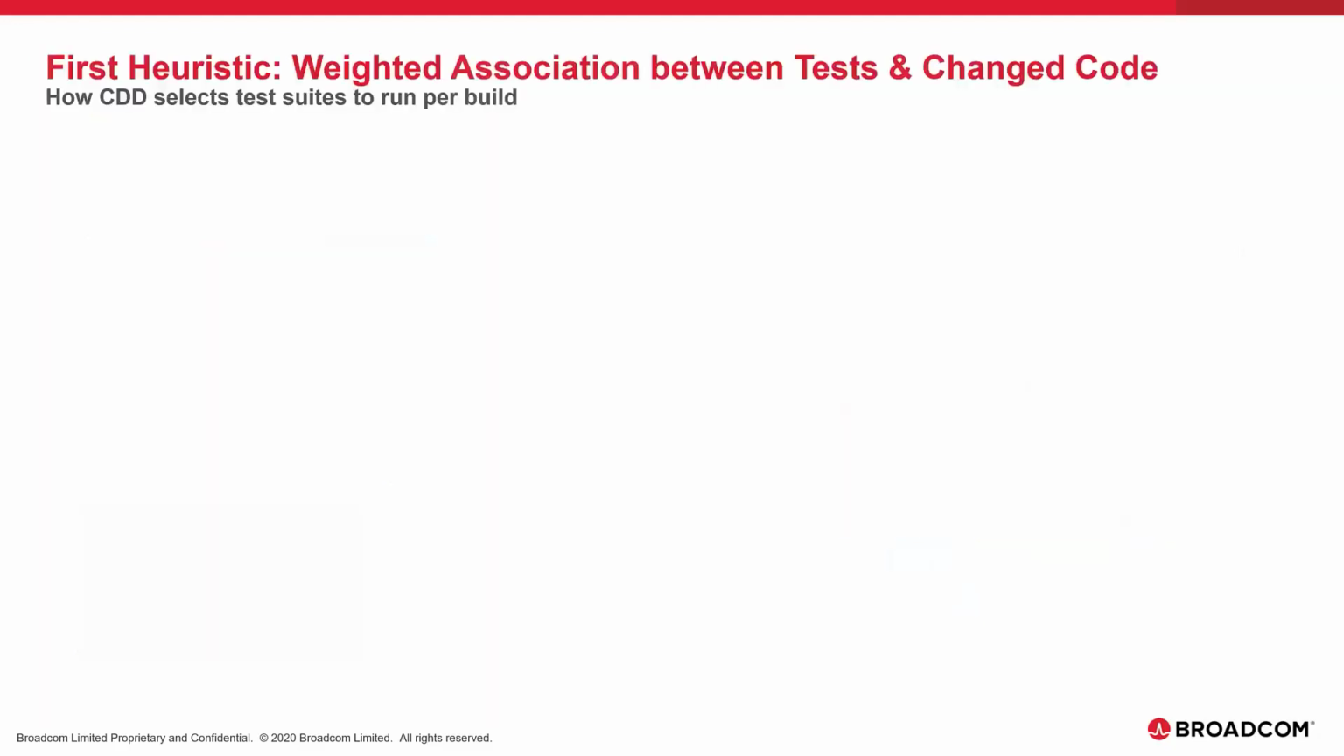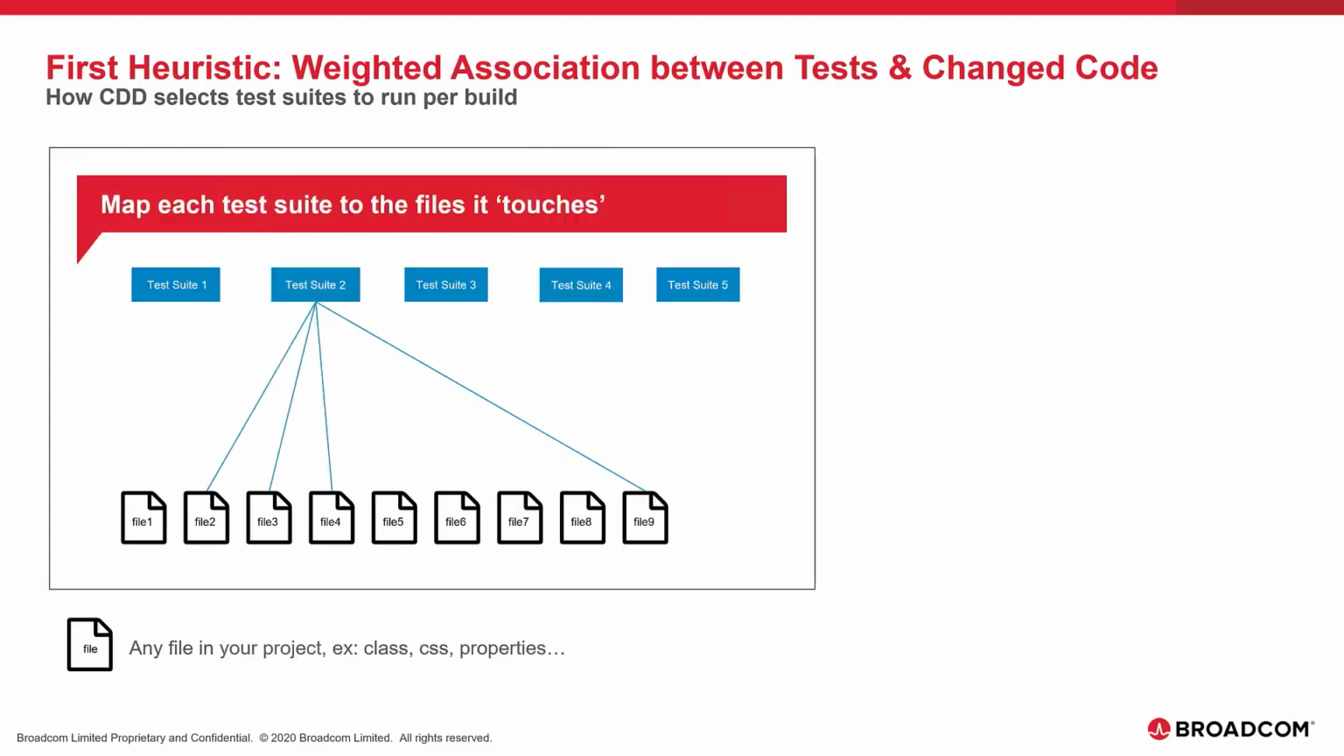First up is the weighted association between test and changed code. What that means is that CDD is performing an analysis to determine which files in the repository were changed since the last build. But it's also determining which tests actually touch the changed files or classes. And CDD does this mapping through a Java agent that's installed in the environment where the application that's being tested is running. The agent receives a notification each time CDD runs a test suite, and it identifies the classes that participate in the execution of that test. So in this example, test suite 2 is mapped to files 2, 3, 4, and 9 in the repository. And the same mapping is done for every test suite that's run.